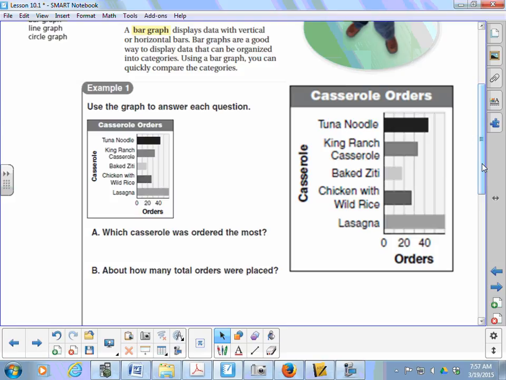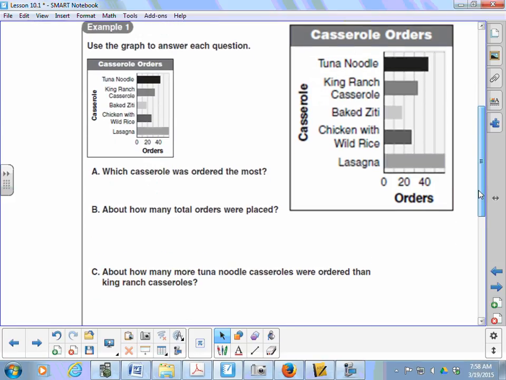So here's a bar graph, and our first thing is we're going to basically look at reading these graphs. So this is just a blown up picture. This one says which casserole was ordered the most. Okay, and so we look for the one that has the longest bar, and so that would be what? Lasagna. Okay? I told you it was going to be tough.